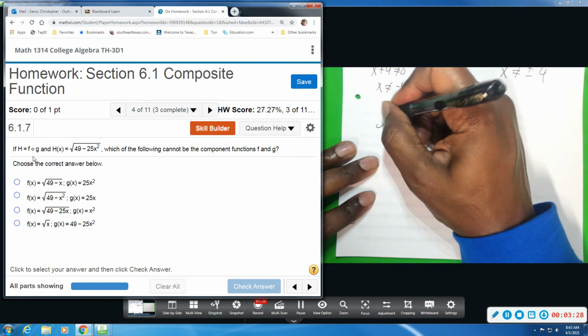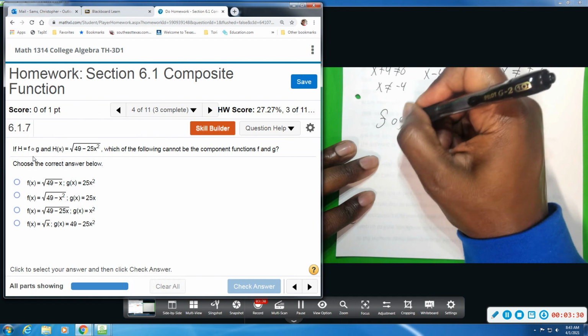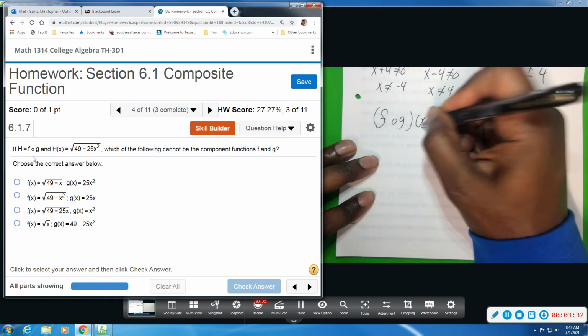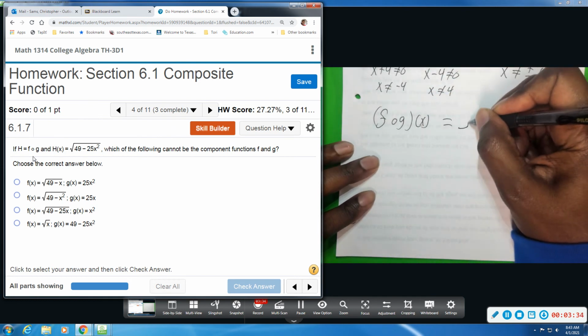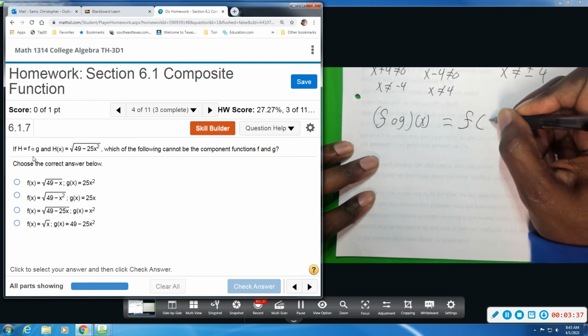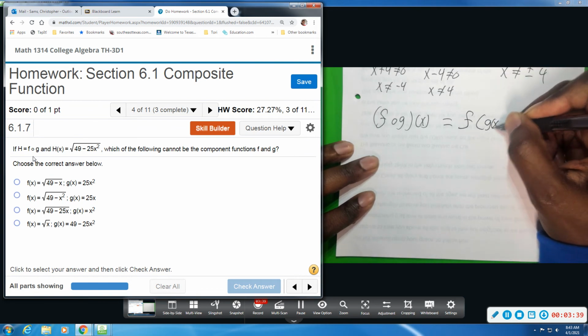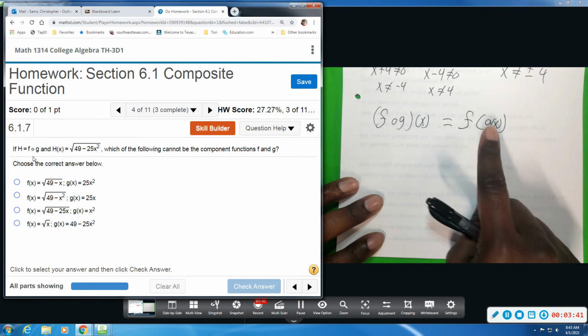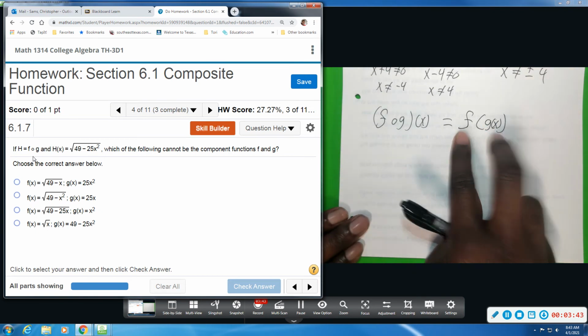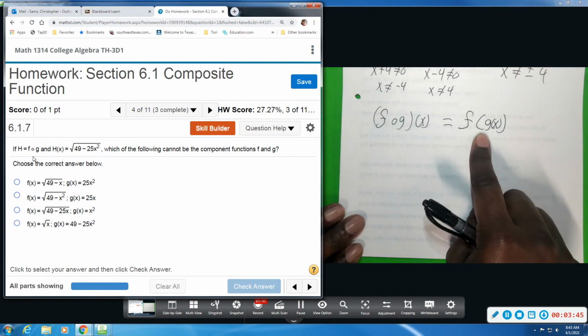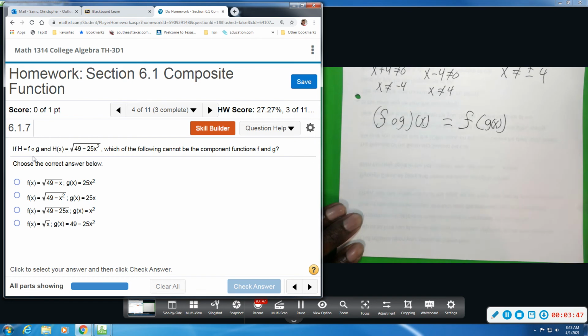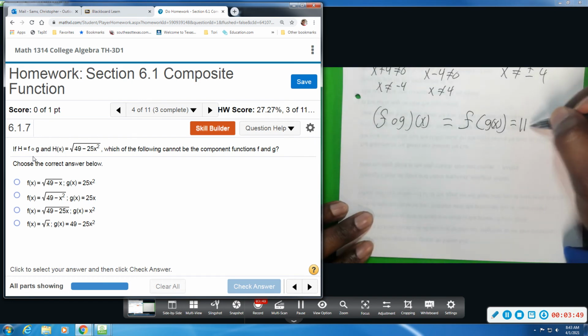So f of g of x, what does that mean? That means we take the f equation and we plug in the g equation. Okay, so I'm going to take the two equations that they give me and I'm going to write it like this and see if it's equal to h of x, where h of x is equal to the square root of 49 minus 25x squared.